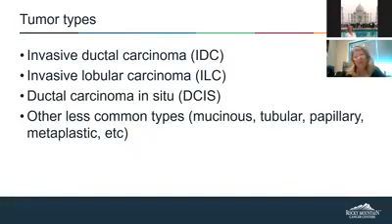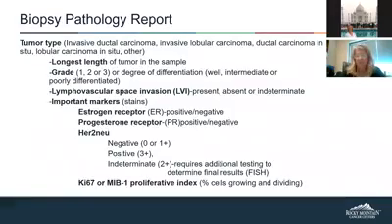Other less common types, such as mucinous, tubular, papillary, and other types. So on the initial biopsy pathology report, there's lots of really important information that we obtain. So first of all, is the tumor type? Is it an invasive ductal, invasive lobular, or ductal carcinoma in situ? We get information about what's the longest length of tumor that's in the sample. So that's not going to be the size of the tumor, but if you remember the needle going into the tumor, it's the length of tumor that comes up into that needle.